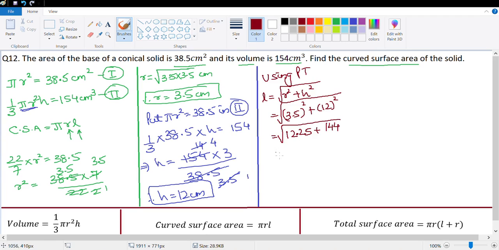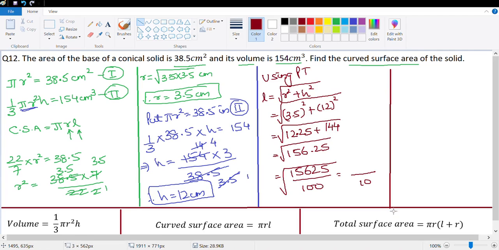So this is equal to 156.25, which can also be written as 15625 upon 100, which means upon 10, square root of 100 is 10. Let's just calculate the square root of 15625 using the long division method. No, not long division.